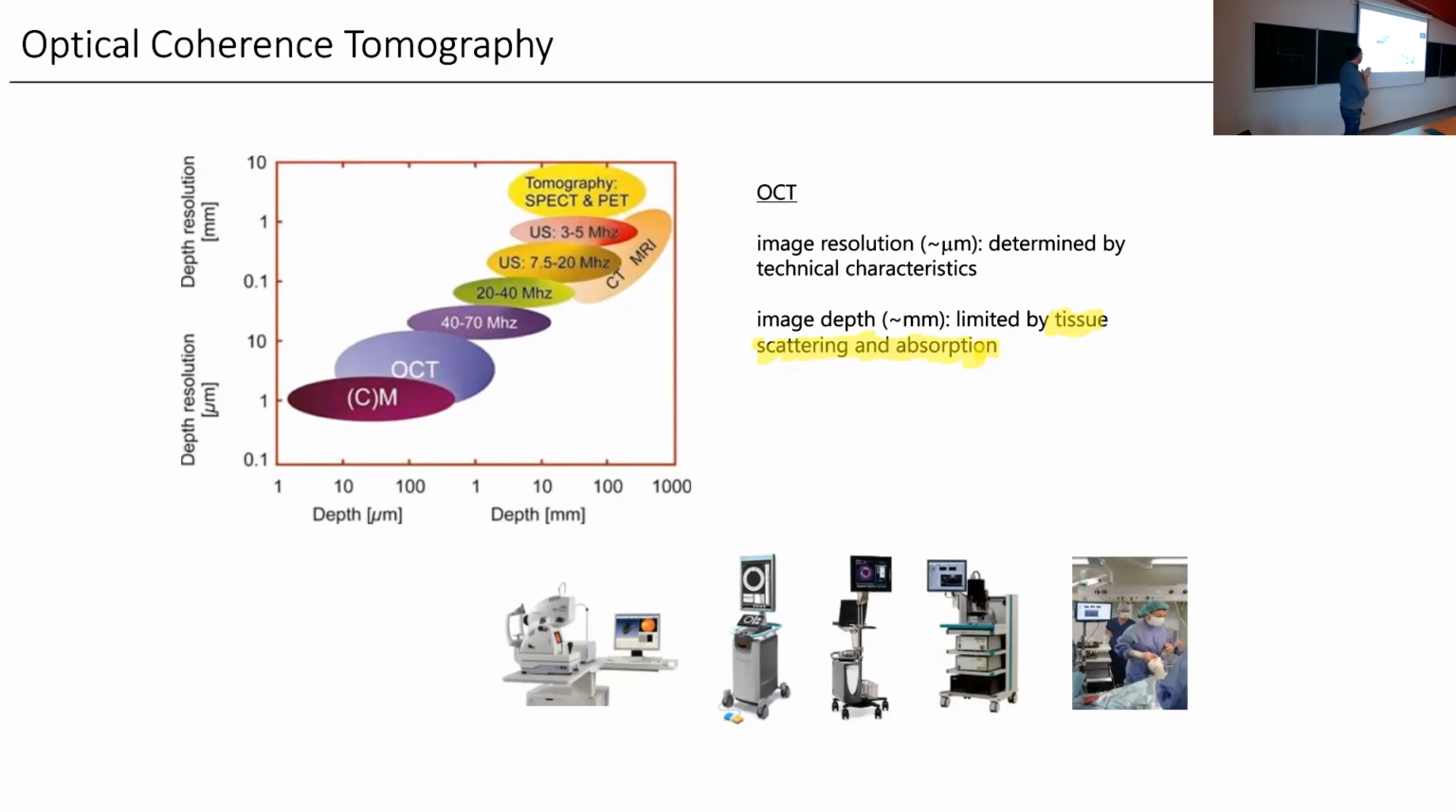Now the image resolution in OCT is mainly determined by technical characteristics of these systems. But the imaging depth, this axis, is mainly limited by scattering. In any of these optical imaging modalities, the light has to go in, has to interact, and has to get back to the detector. If there is too much scattering or too much absorption and the light does not reach the detector anymore, then you have no image. So fundamentally, it's the light-tissue interaction that determines how deep it is.